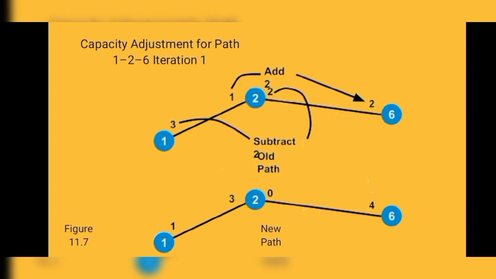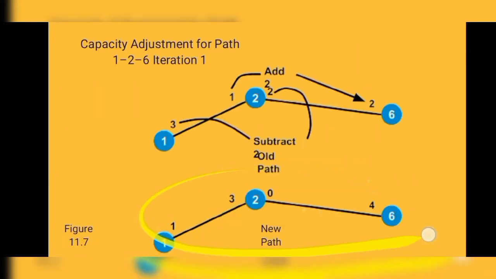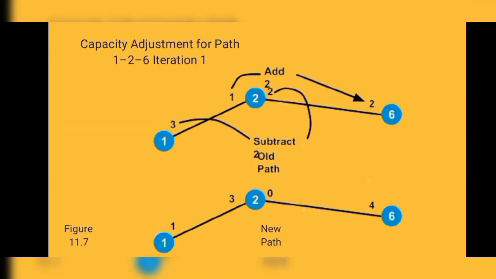Then in the reverse direction, from node 6 to node 1, we have to add the lowest capacity. From node 6 to node 2, the arc is 2, so we add the 2. From node 2 to node 1, the arc here is 1, so we add the 2. That's why we have 4 and 3 here. So we have our first iteration. This is our new path, so we have to adjust our network.